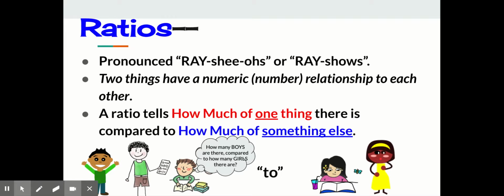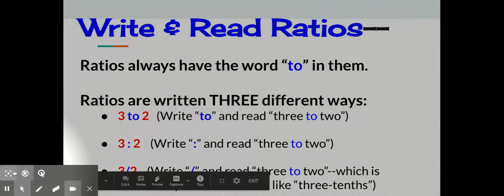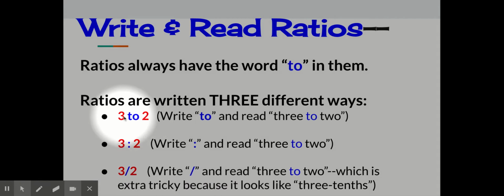Now, that's something that you're super familiar with. You just maybe hadn't heard the word ratio before. So when we read and write ratios, they always have the word to in them. Ratios are written 3 different ways. 3 to 2. That's one way. Look at this. So 3 to 2, 3 boys to 2 girls. And we write the word TO. That's one of the ways we write ratios. It has the word TO in it, and we read 3 to 2.